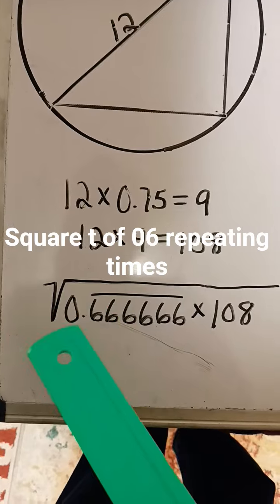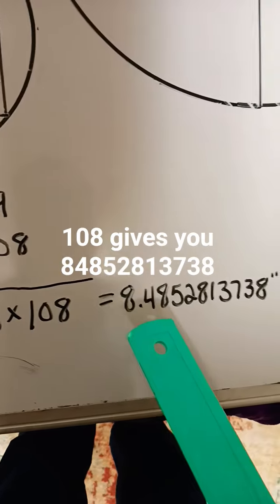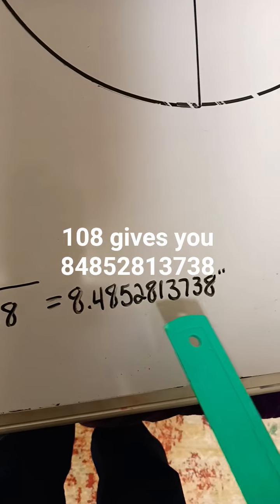The square root of 0.6 repeating times 108 gives you 8.4852813738.